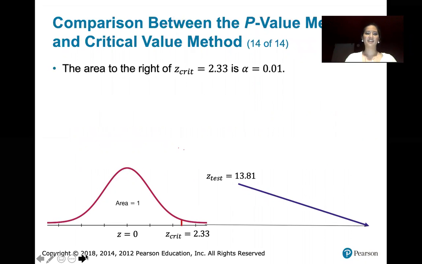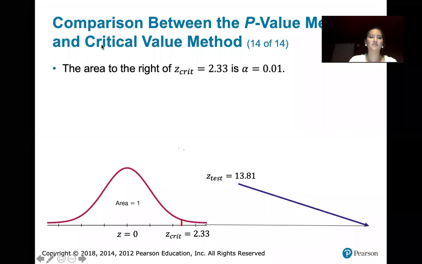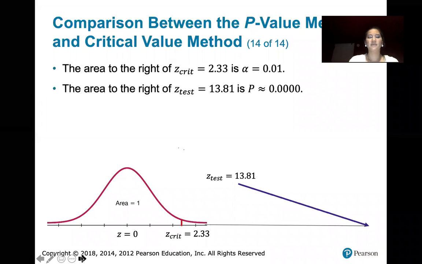And this is what I was just saying on the last slide. The area to the right of that critical Z value is our alpha value. So this area, which is difficult to draw, like this area here, and then all the way out. Sorry, it's hard to draw it. That's alpha. The area to the right of the test statistic, 13.81, is approximately 0. It's hard to draw that area to the right of this value.